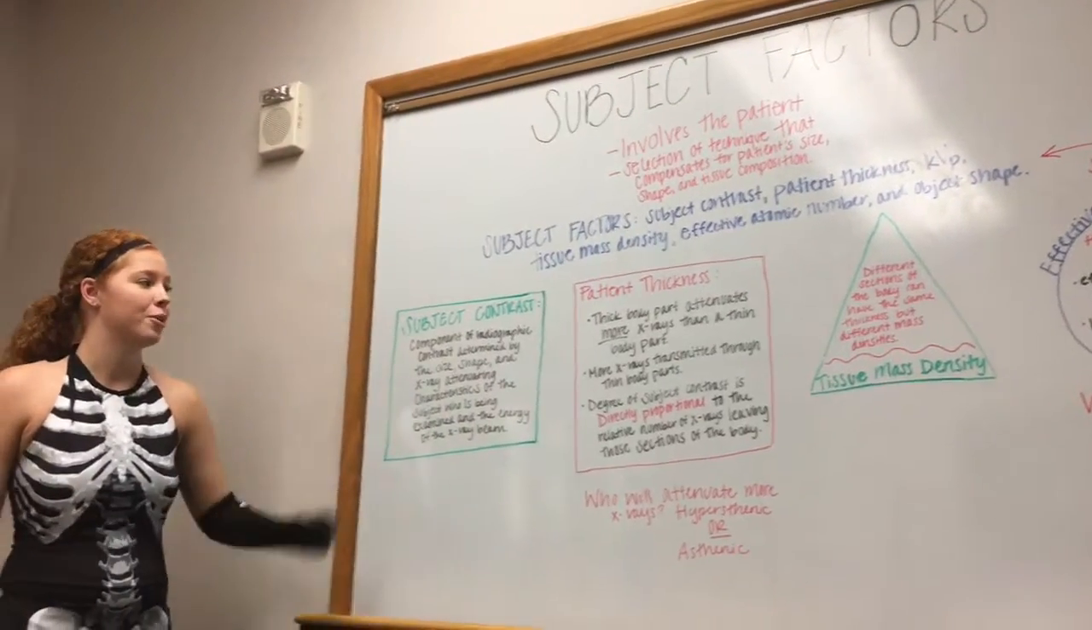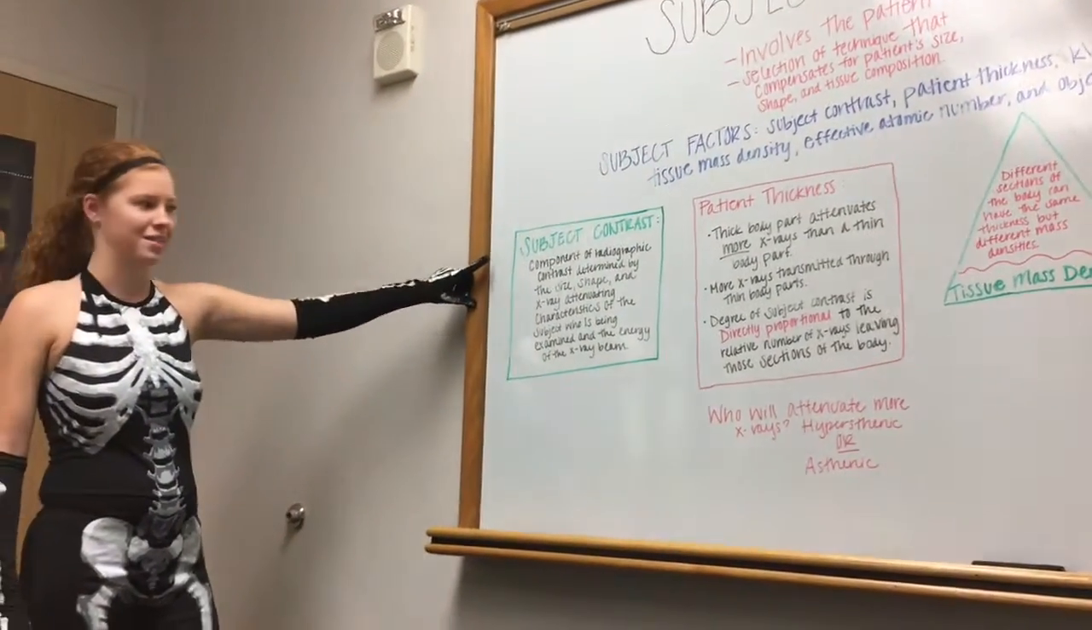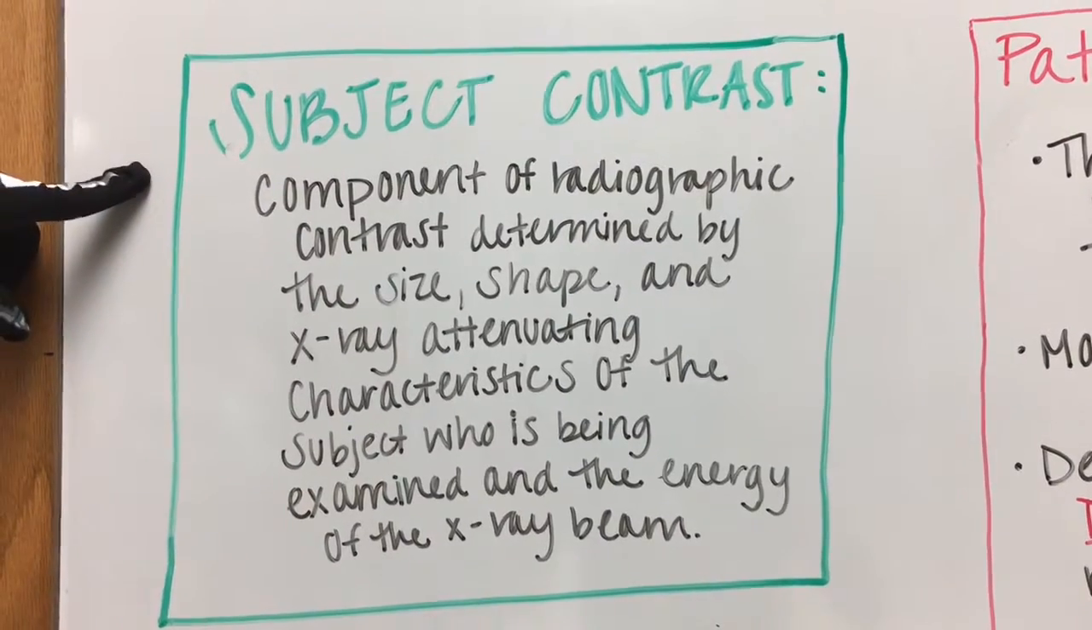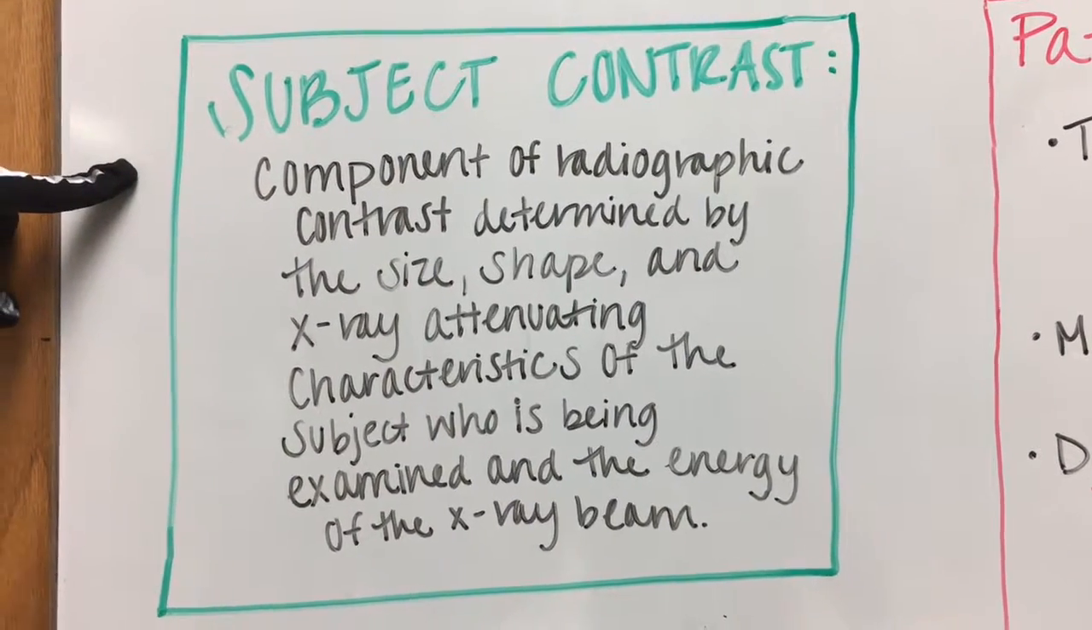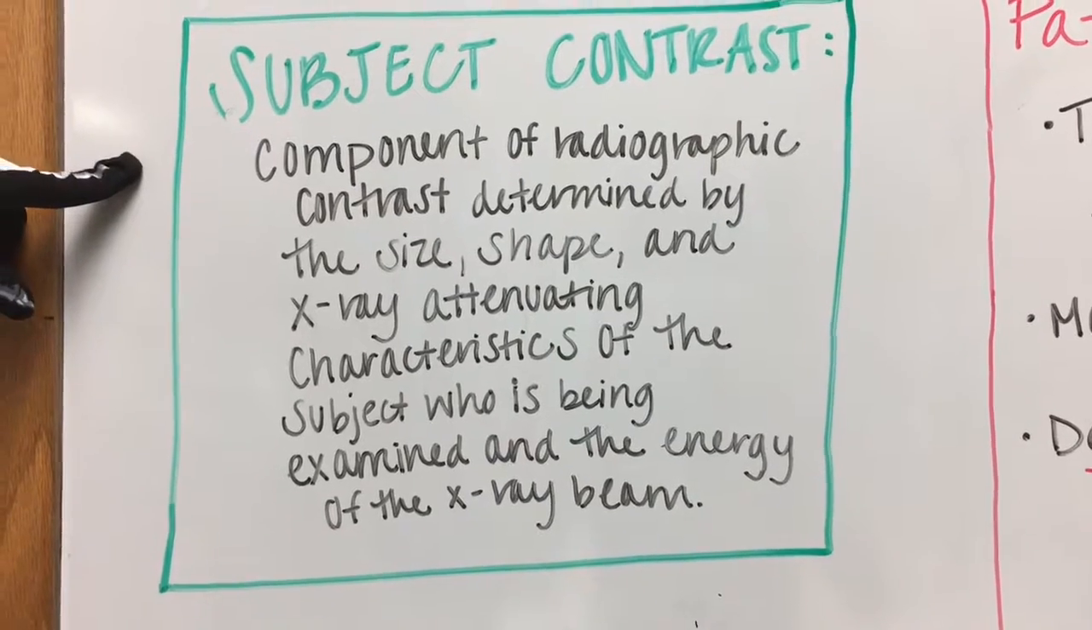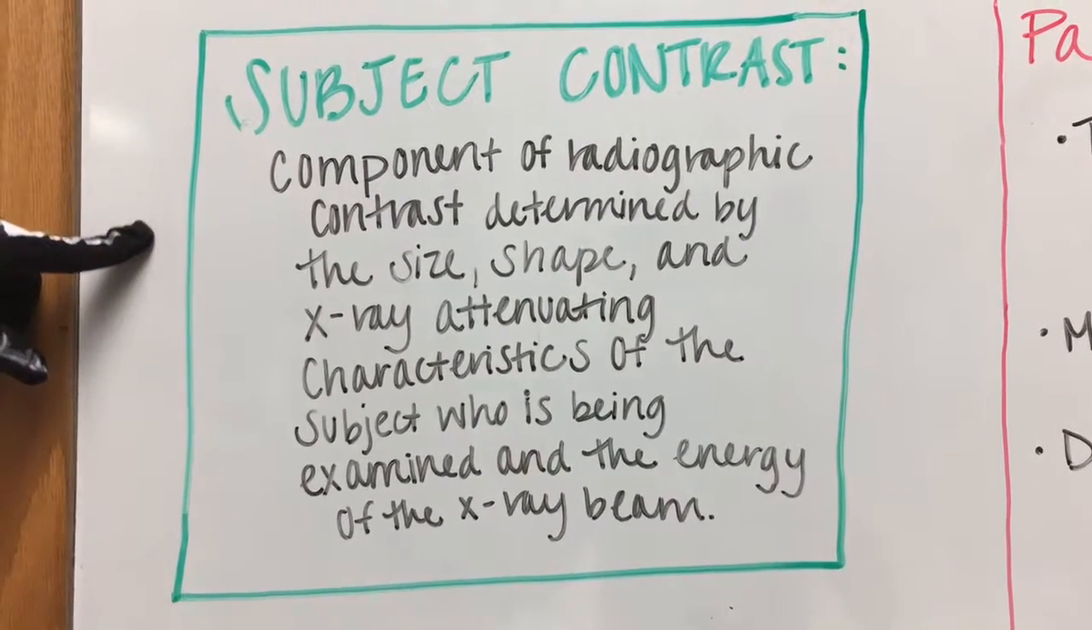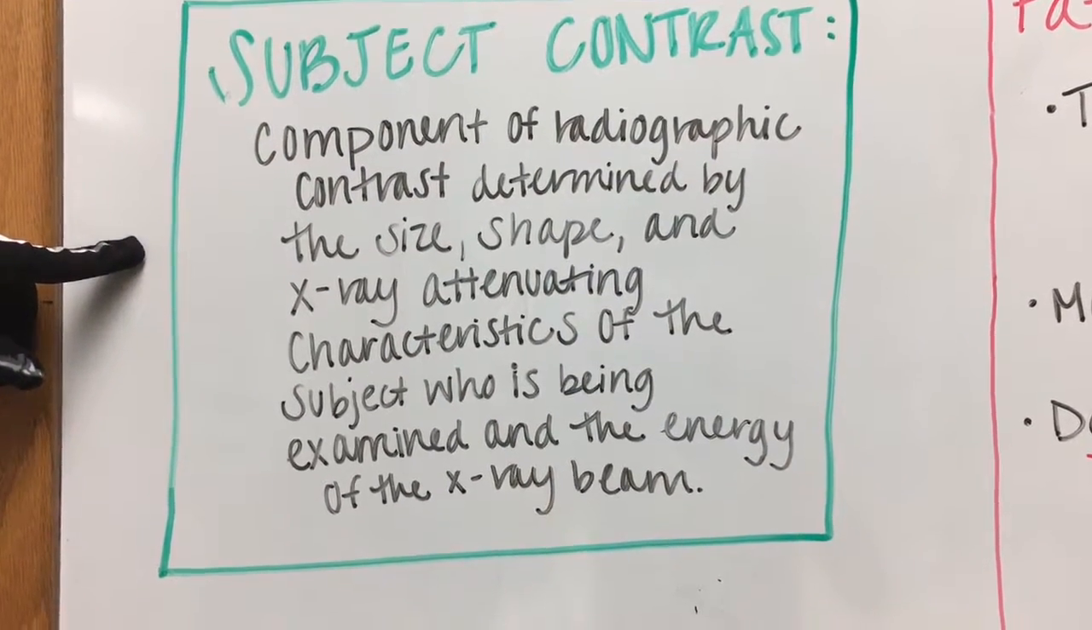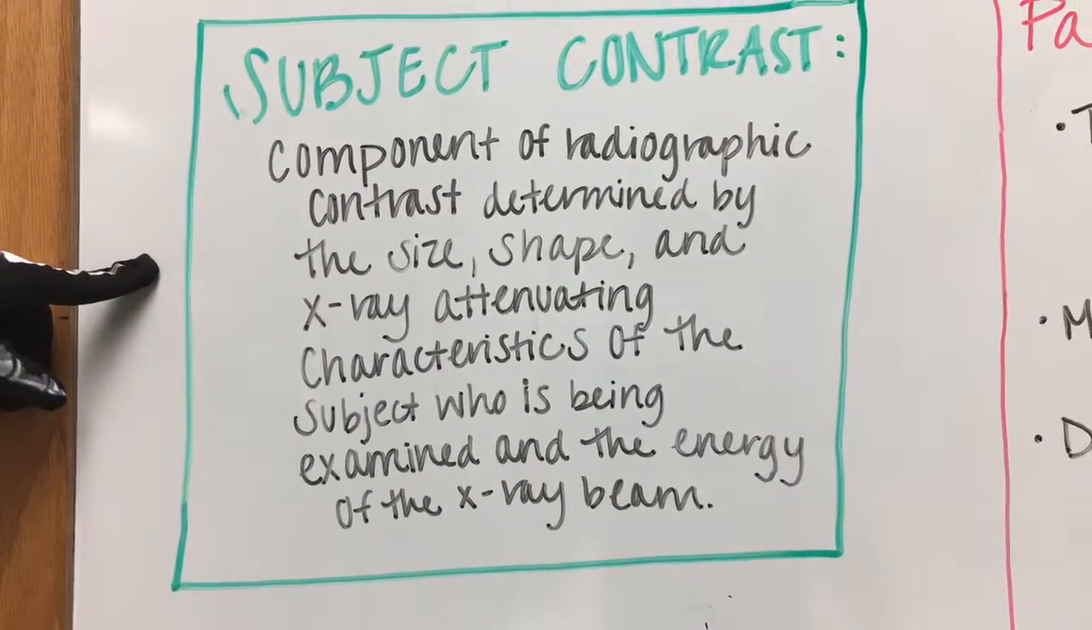So first, I'm going to talk about what subject contrast is. Subject contrast is the component of radiographic contrast determined by the size, shape, and X-ray attenuating characteristics of the subject who is being examined and the energy of the X-ray beam.